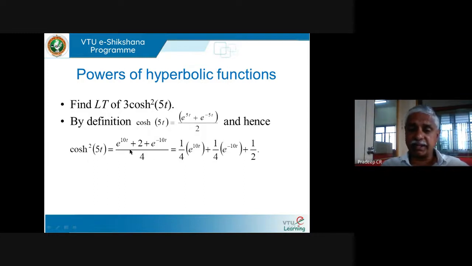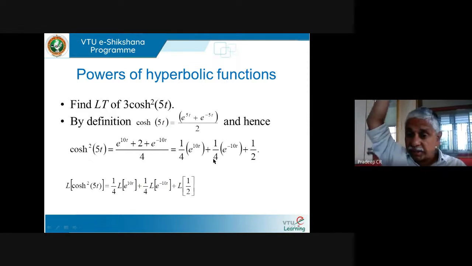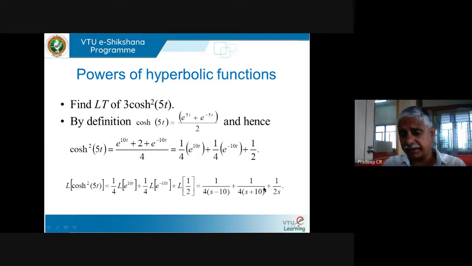This I can rewrite separately as three terms. E power 10t by 4, plus 2 by 4, which is half, and then the term e power minus 10t by 4, which I have written as 1 by 4 e power minus 10t. Now, if I want the Laplace of this, I use linearity: the Laplace of this whole thing is Laplace of this plus Laplace of this plus Laplace of this. I can take out 1 by 4 and get Laplace of e power 10t. Similarly, Laplace of 1 by 4 e power minus 10t is 1 by 4 into Laplace of e power minus 10t. That's what I have written here. And Laplace of half, I'll write as half into Laplace of 1.